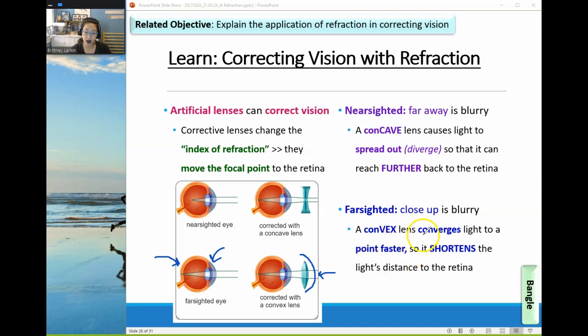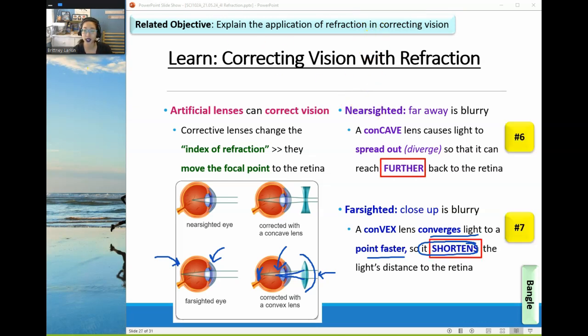So what happens here is it's going to converge that light a little bit faster than what your eye can normally do. And so the result is it shortens the light's distance to the retina. All right, so now you can see that we have a much better result here where it's actually hitting the retina just like it's supposed to be hitting, right? So it's converging it just a little bit faster so that it does not reach past your retina. All right. Cool. So this is going to be the answers to number 6 and number 7.